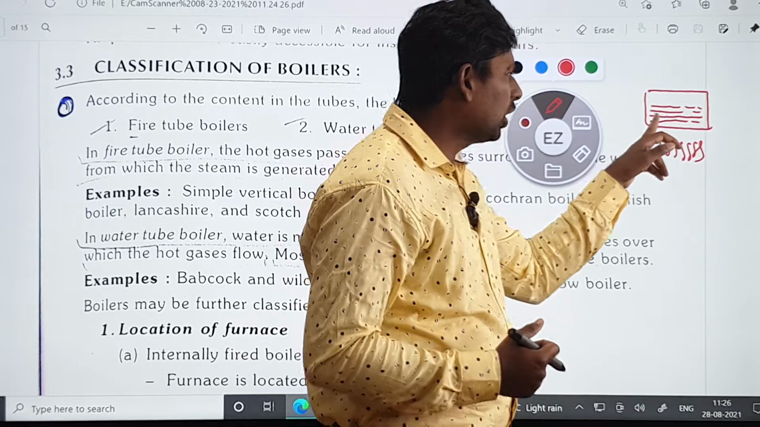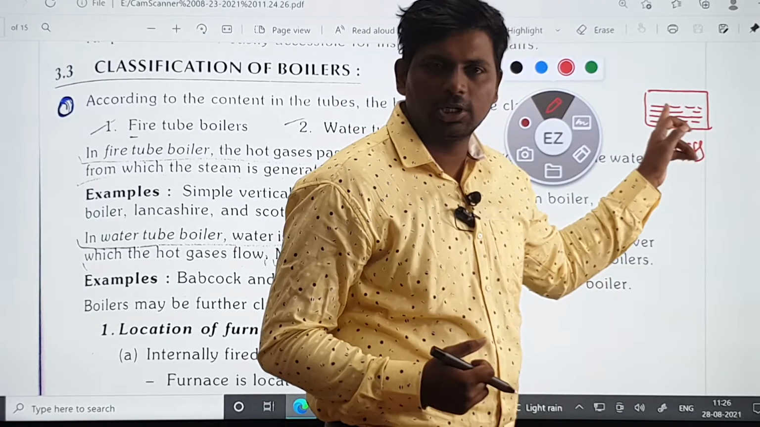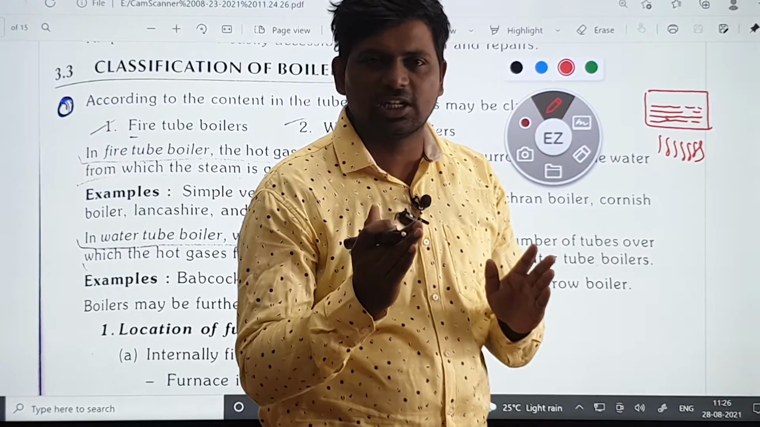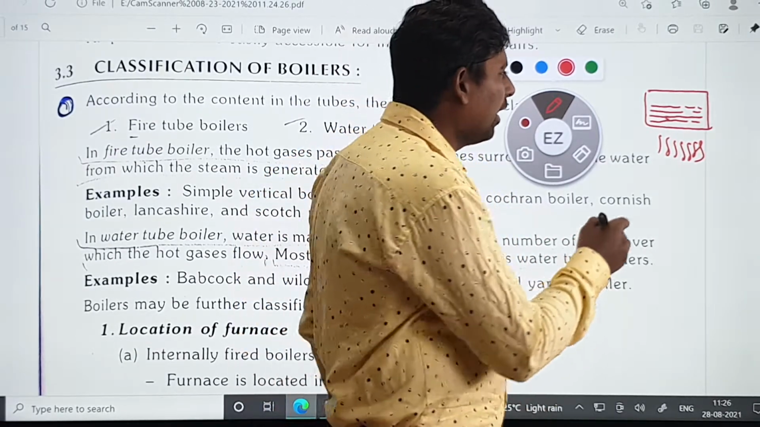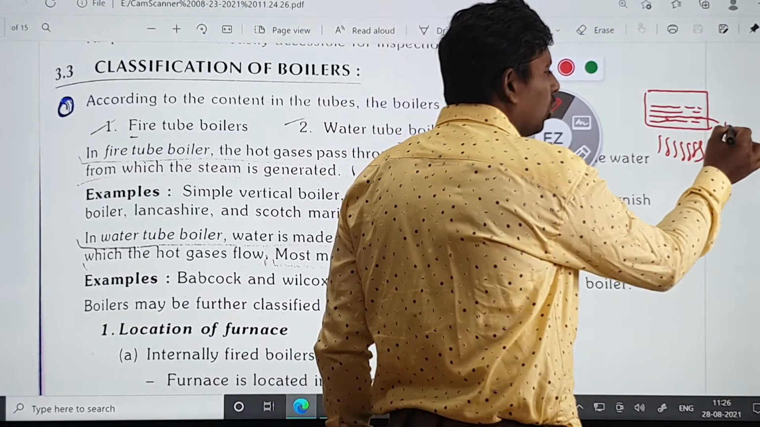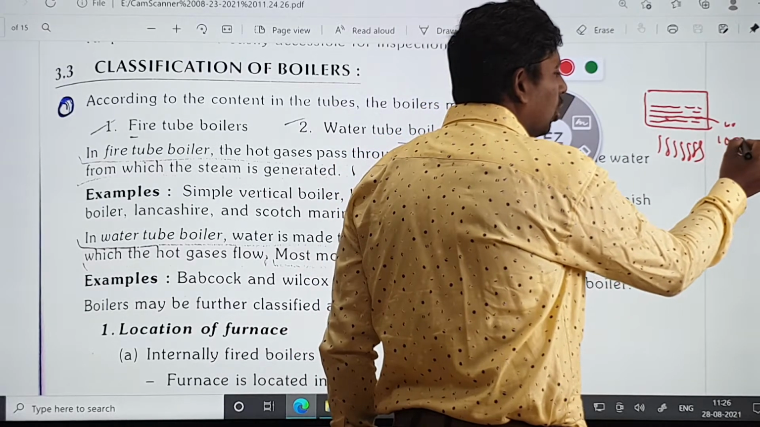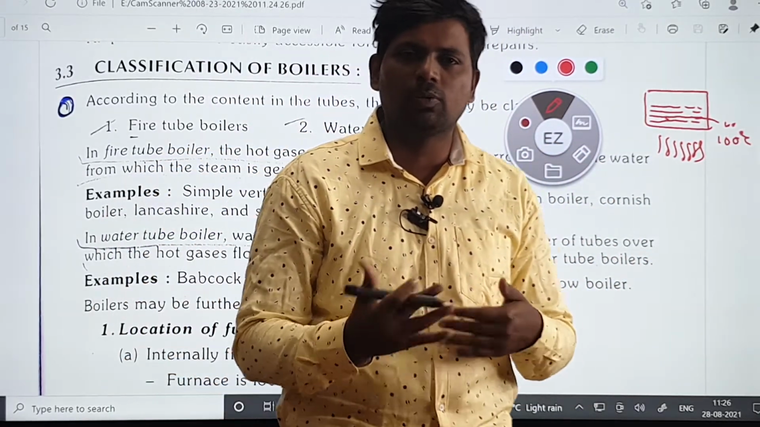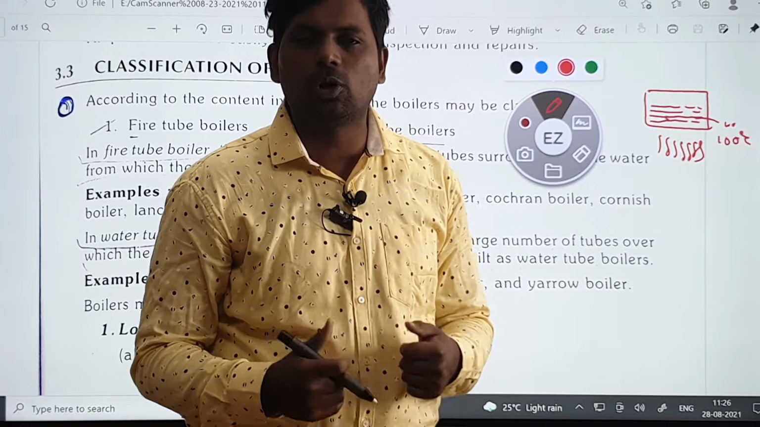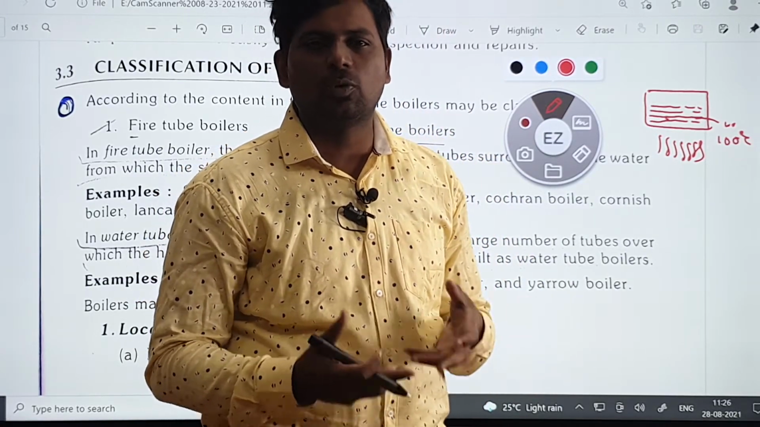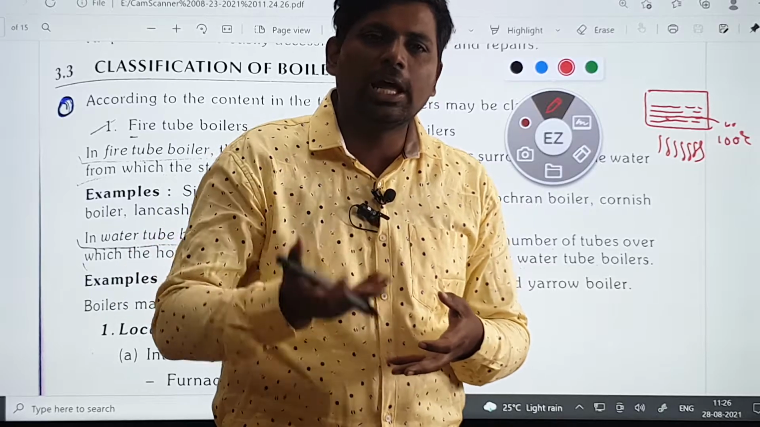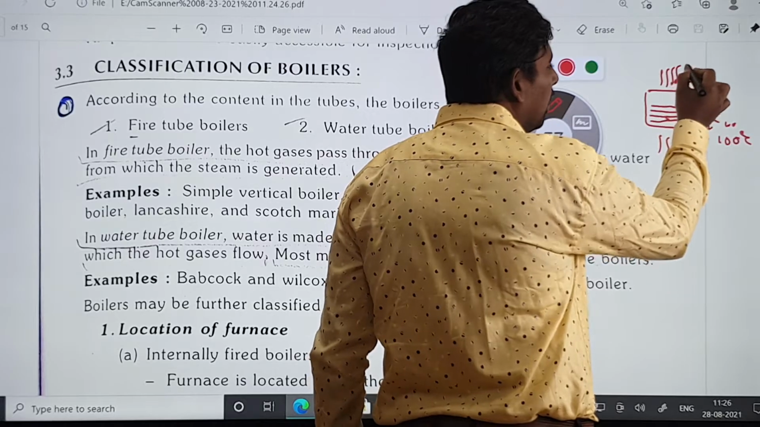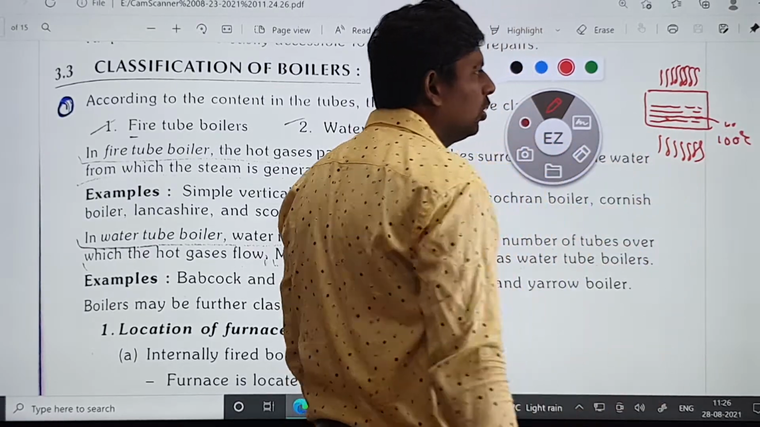Whatever water is present inside that shell or boiler, after some time it will cross the temperature of 100 degrees. When the water crosses 100 degrees, a phase change takes place. The water will evaporate, and that water will be converted into steam.